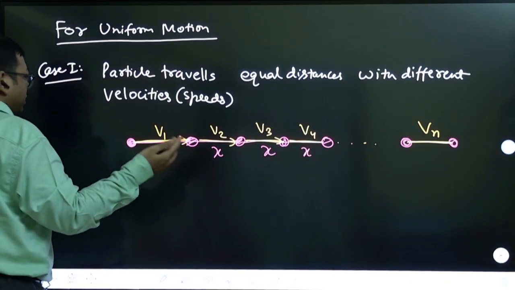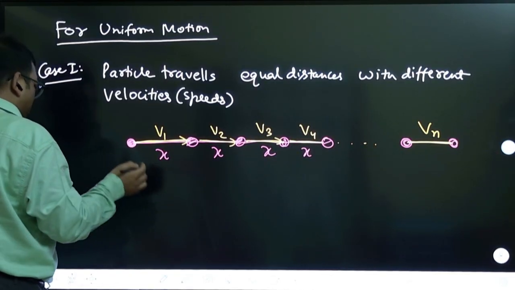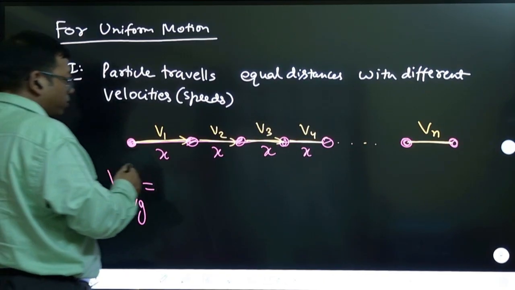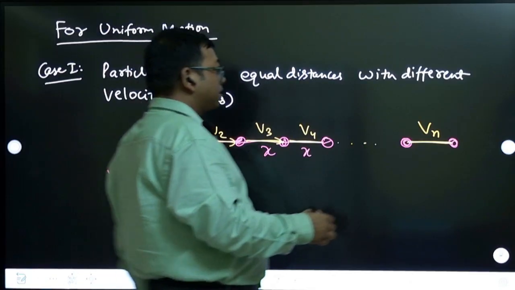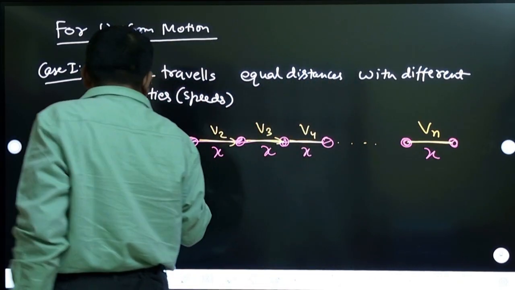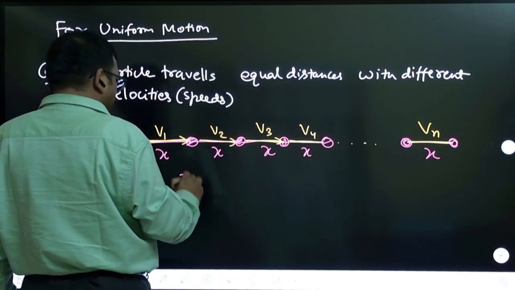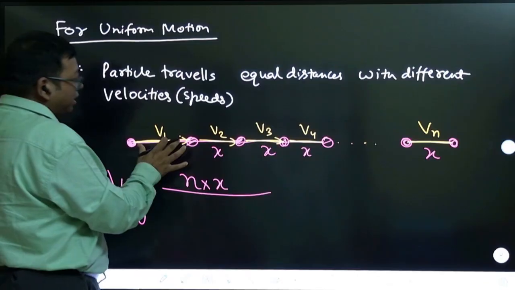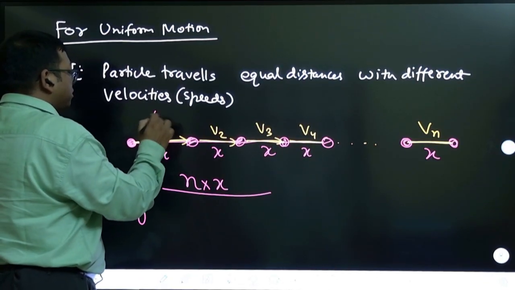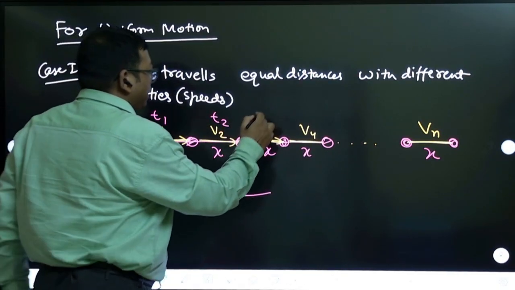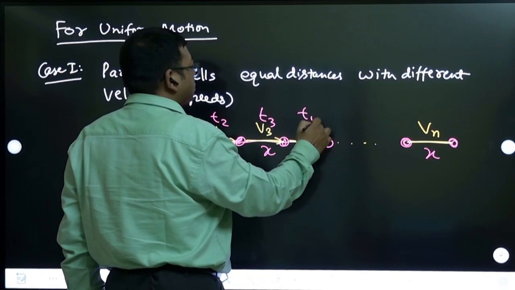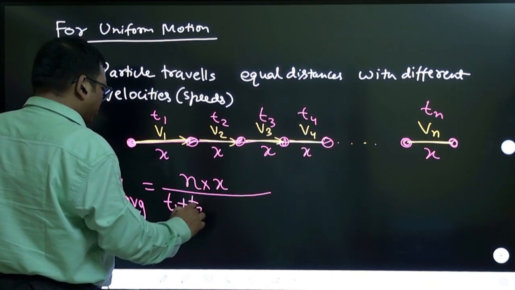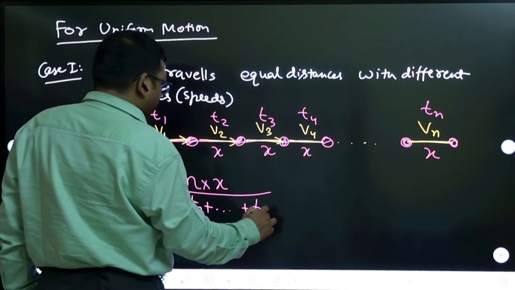So here they will ask what is the average velocity or average speed. How do you calculate that? Again, remember the average calculation is total displacement by total time. So each distance is x, and you have to add them: 1x, 2x, 3x, like that. Total distance will be n into x. And time you have to calculate. So this time is t1, this time is t2, this time is t3, this time is t4, and this time is tn. You need to add all that time, t1 plus t2 plus all the times up to the last time.